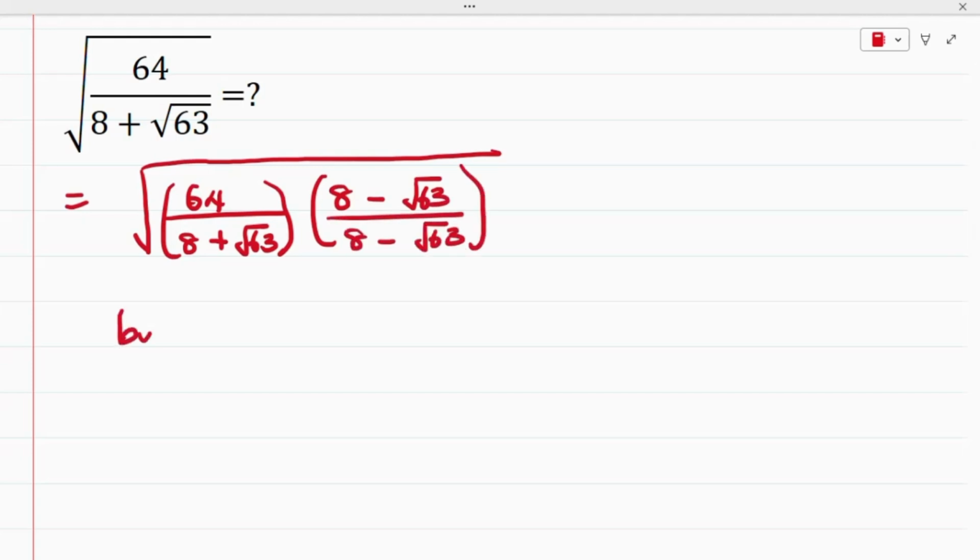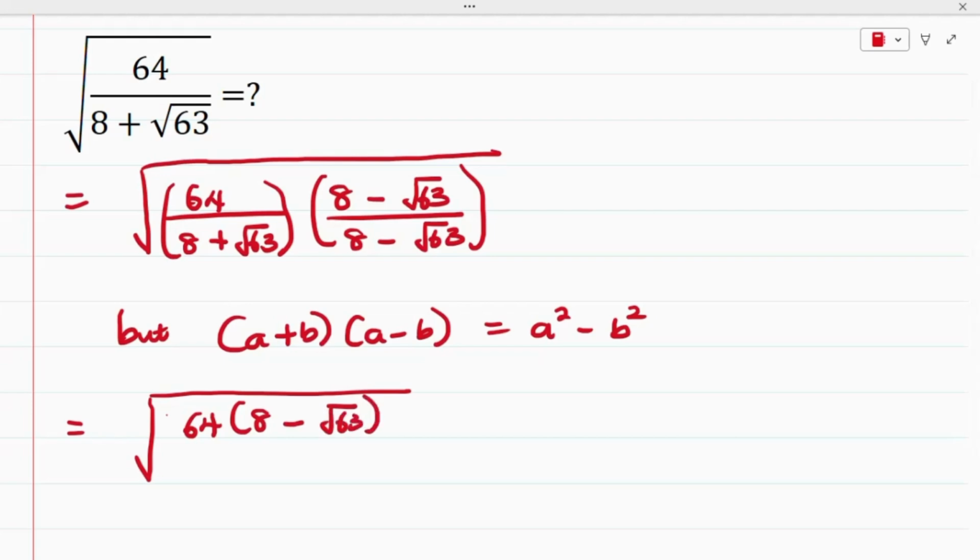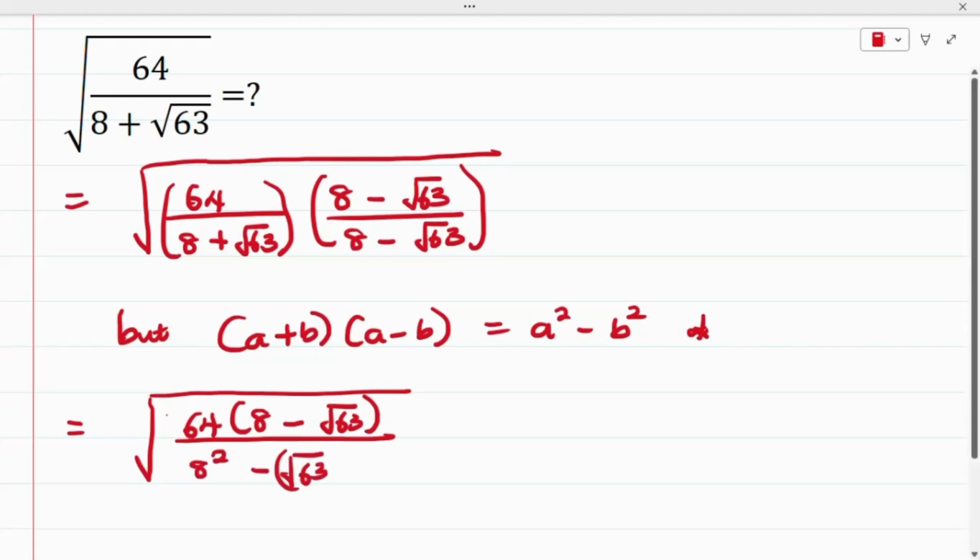But we want to simply know that if we have a plus b multiplied by a minus b, this is equal to a square minus b square. So from here we have the square root of 64 multiplied by 8 minus the square root of 63, divided by, now for the denominator, if we apply this property, 8 square minus the square root of 63 all square.